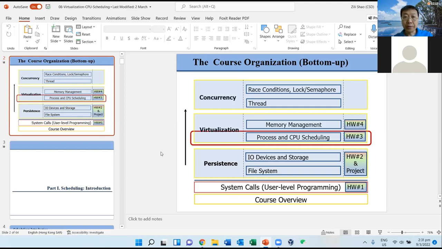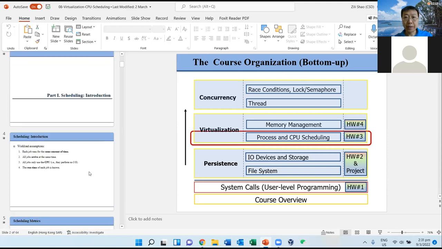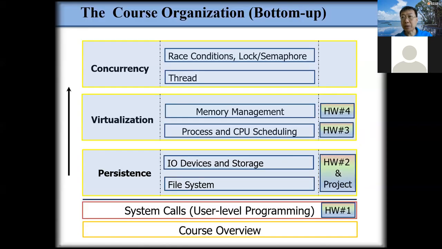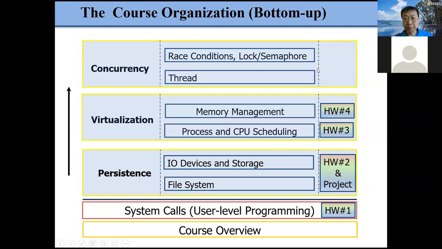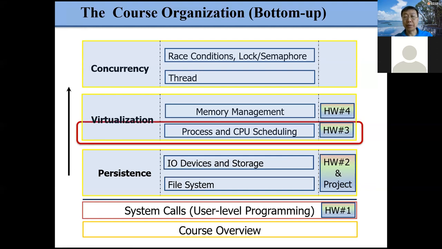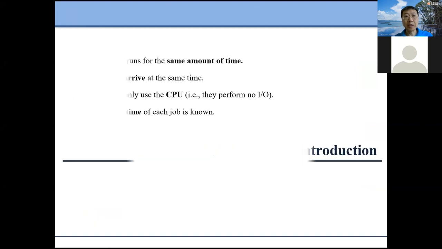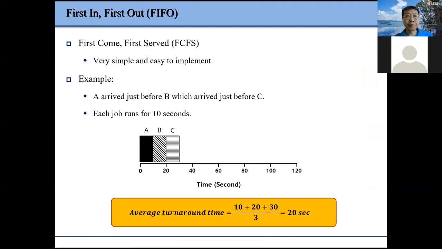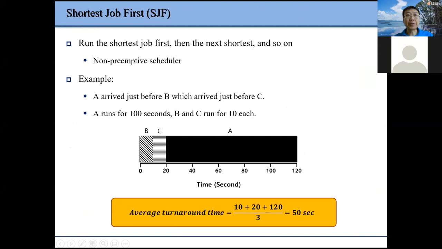So in today's class, let me finish multiple level feedback. First, let's briefly talk about where we are now. We are still in the process of CPU scheduling. Last time we talked about turnaround time, which is completion time minus arrival time. We talked about the shortest job first approach, using a very simple example to motivate why this is good for turnaround time.